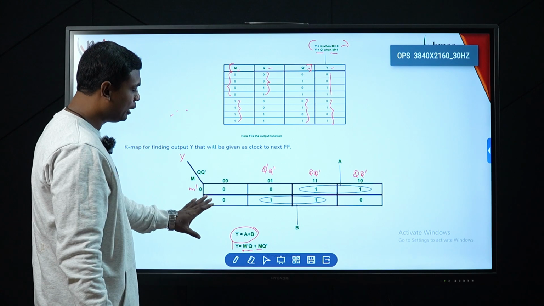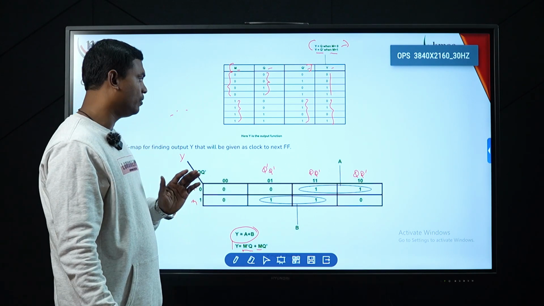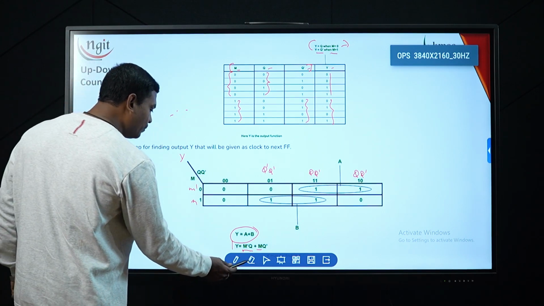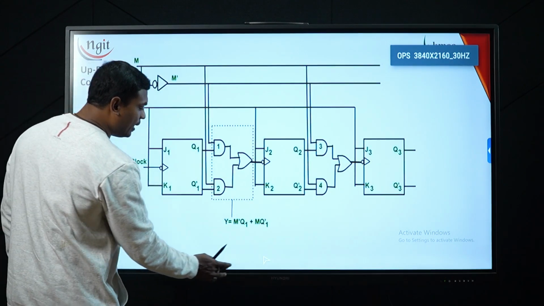So this is the expression which is going to tell me when to perform up counting and when to perform down counting. So let us see now how this diagram looks like. Now this is the diagram.